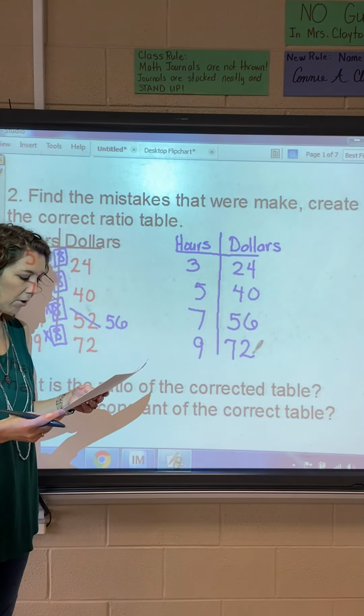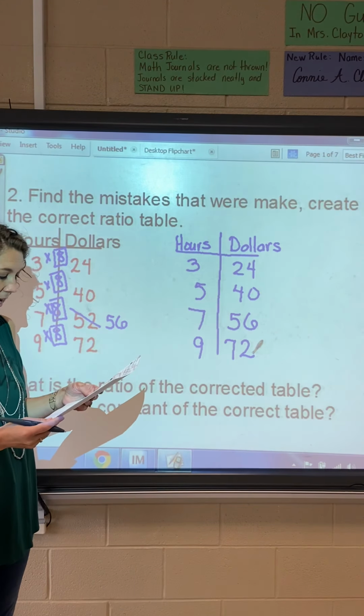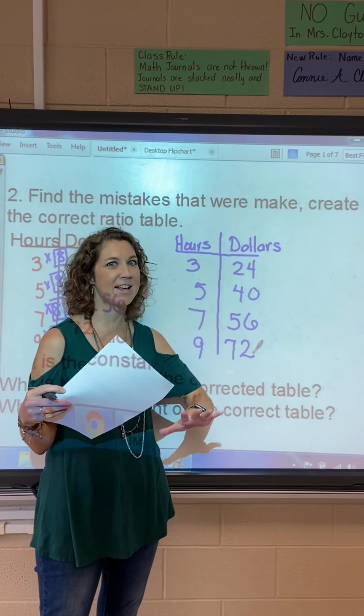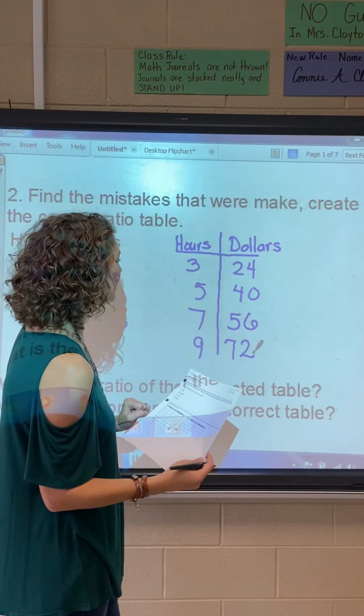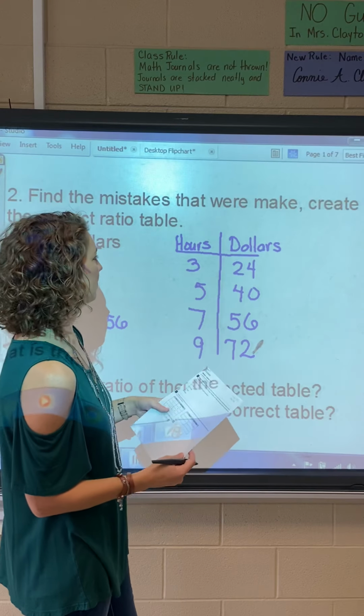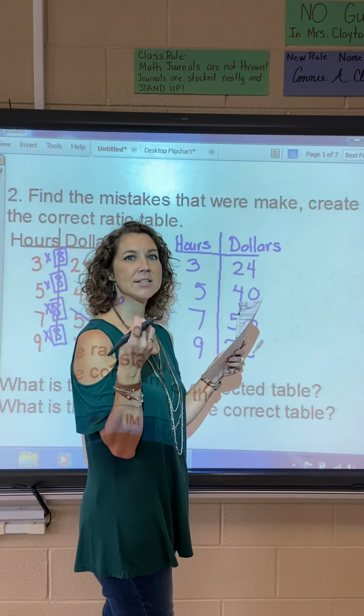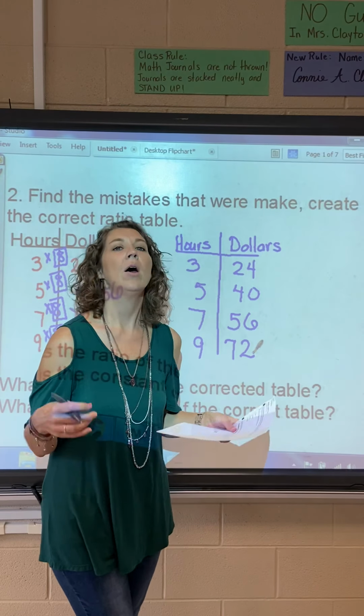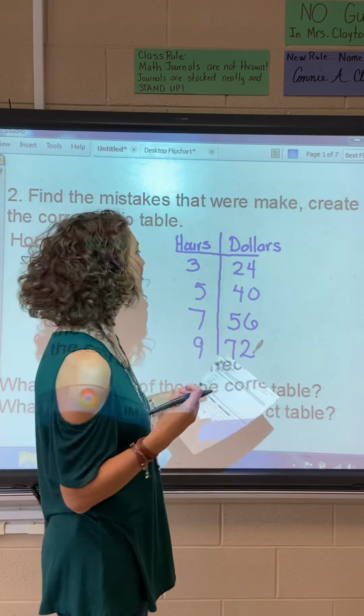Now we've got a couple of questions to answer. What is the ratio of the corrected table? And it says use a colon because if you put your answer in the wrong format, Edge Elastic is going to count it wrong. So we're going to use a colon. What is the ratio? Okay, that's going to be our simplified ratio. If it asks us for the ratio or the ratio value, we're going to put that answer in simplest form.